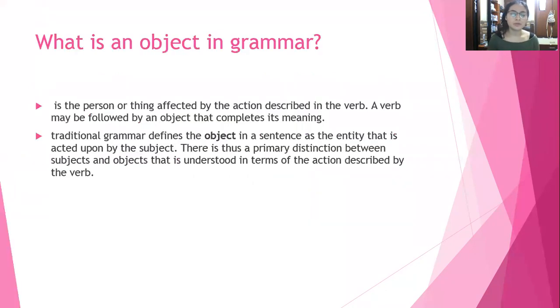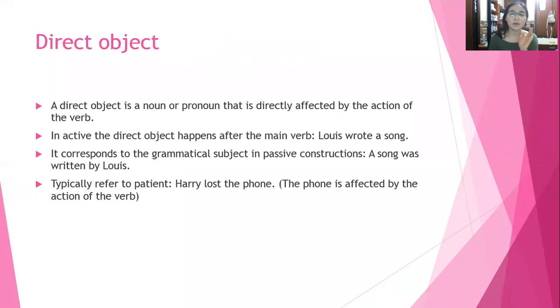Okay, first of all, before starting to teach objects, it's important to teach the meaning of them. The object refers to a person or thing affected by the action described in the verb. A verb may be followed by an object that completes its meaning. Traditional grammar defines the object in a sentence as the entity that is acted upon by the subject. There is thus a primary distinction between subjects and objects that is understood in terms of the action described by the verb.